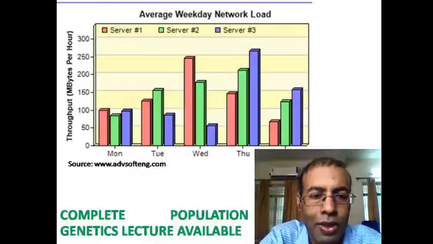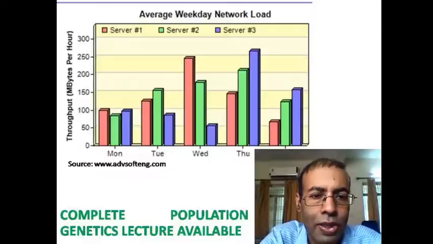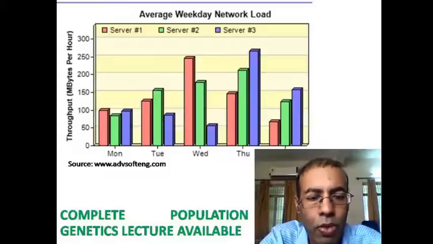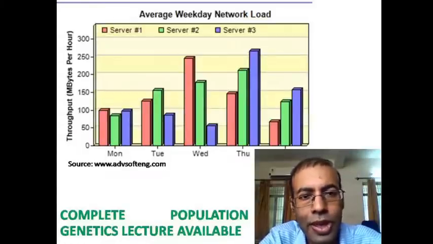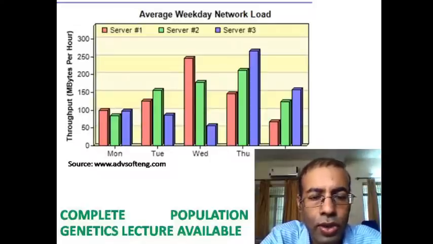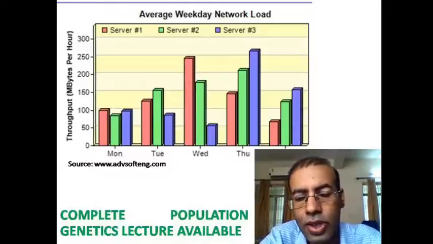So this diagram shows three servers: server 1, server 2, and server 3. Server 1 was represented in red color, server 2 in green color, and server 3 in blue color. This diagram shows the average weekday network load. What was the network load on Monday, Tuesday, Wednesday, Thursday, and Friday?